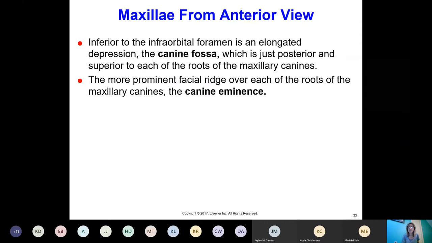Okay, from the anterior view, so we're going to look at this skull from the anterior or front view, like it's staring right at us. Inferior. Okay, so inferior means? Below. Below, good.